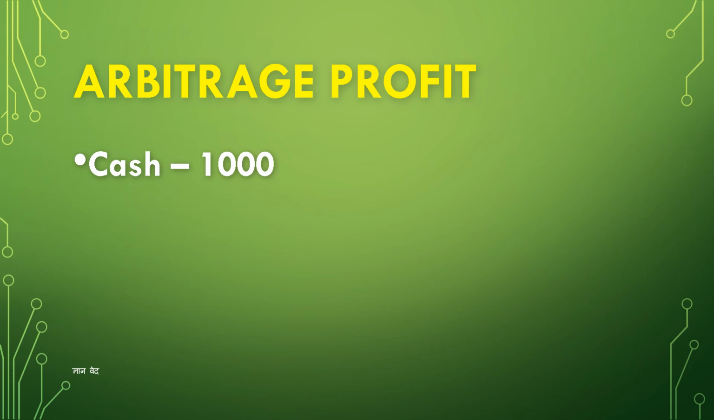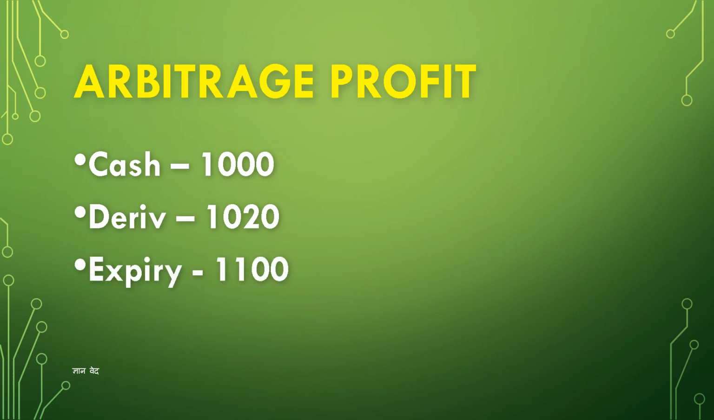Suppose you have bought one stock in the cash market at the price of 1000 rupees. At the same time, the derivative market has a future dated price of 1020 rupees. So you are buying from the cash market and at the same time you are selling in the derivative. Every month there will be an expiry in the derivative. Let us say at the time of expiry the price went up to 1100. The profit you have earned from this transaction is 20 rupees.